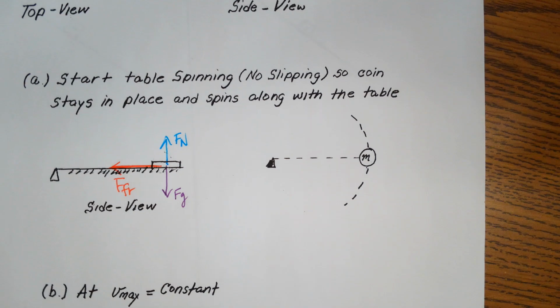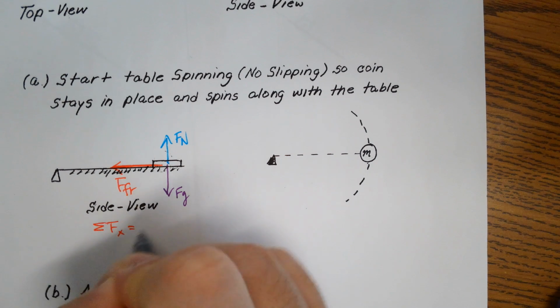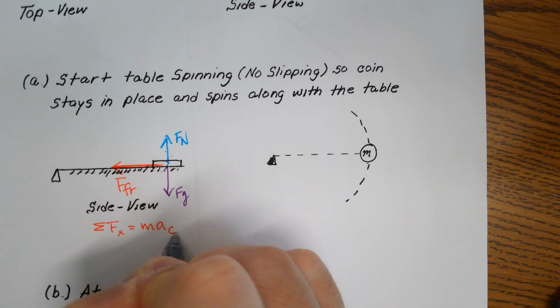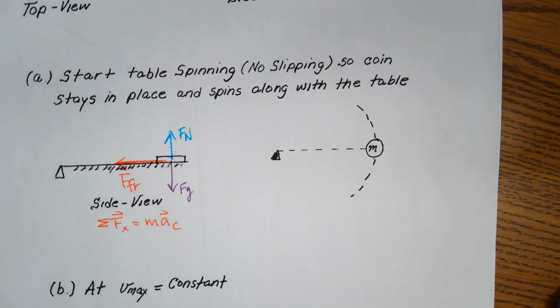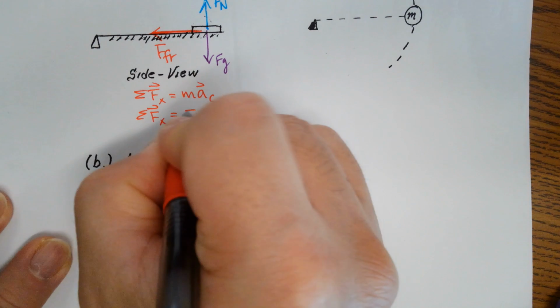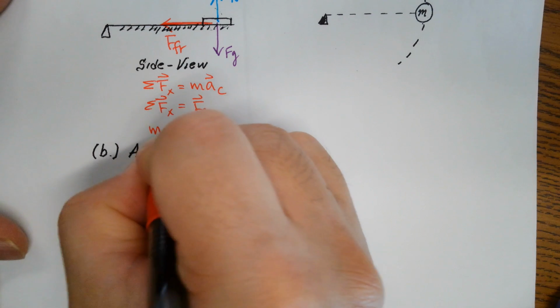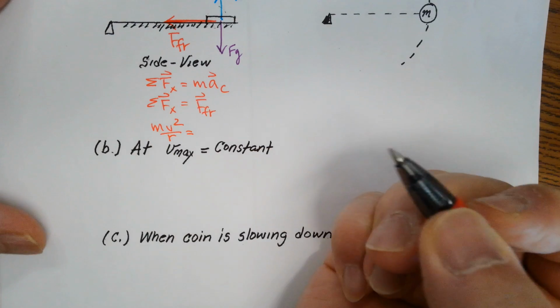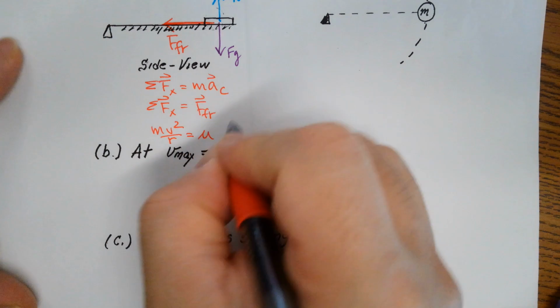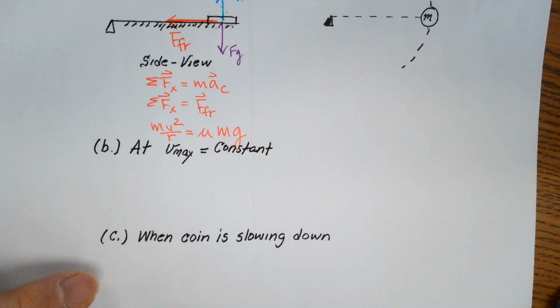So if you were to think about it, the sum of all forces in the x direction is equal to m a_c, because that's the radial direction. And the sum of all forces in the x direction is just the frictional force. So m v squared over r is equal to friction, mu times m g. You know the normal force is going to be m g in this case.